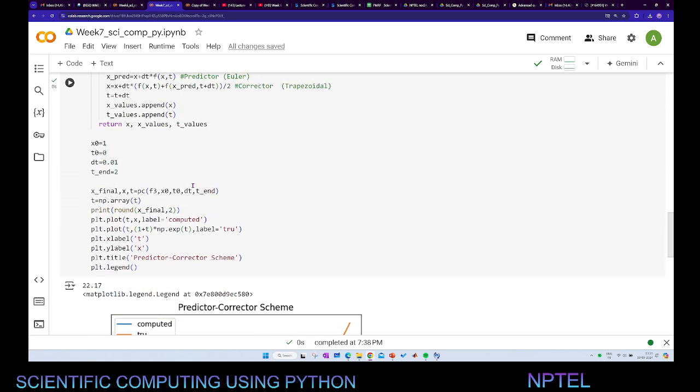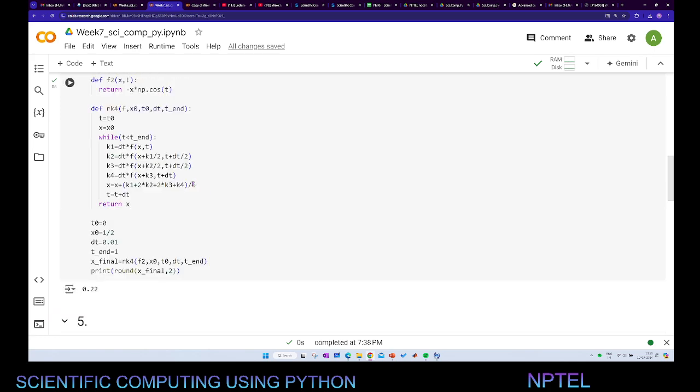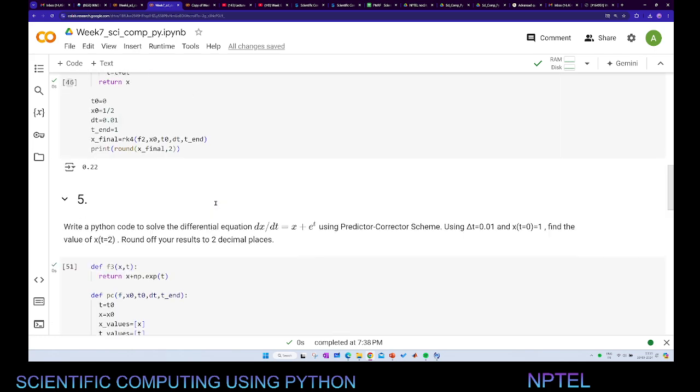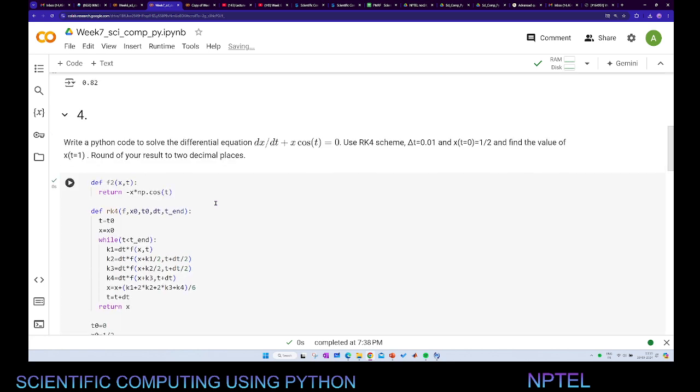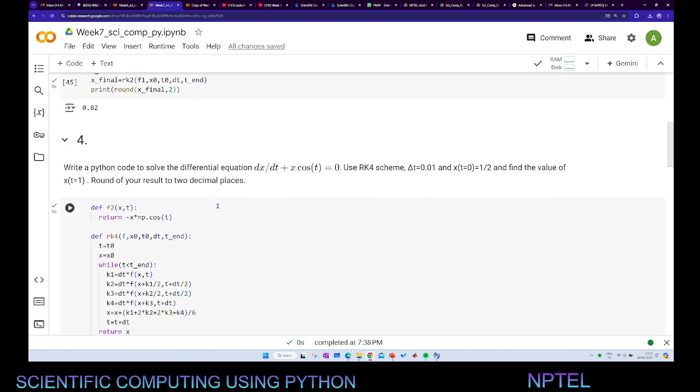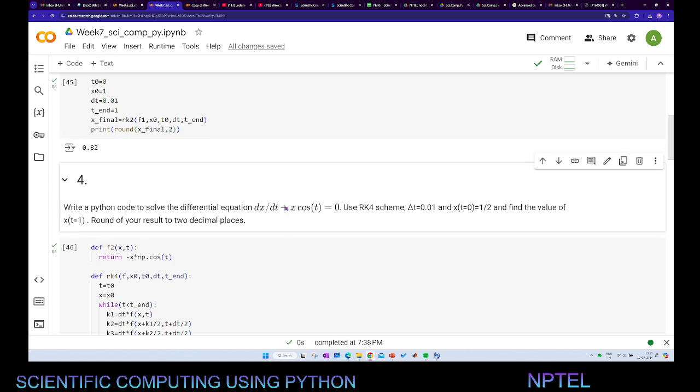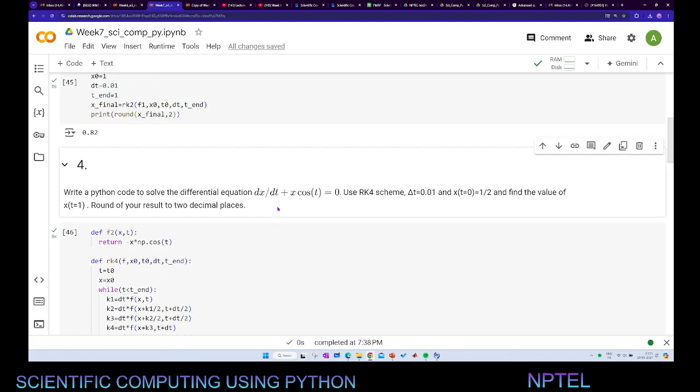Okay, so I'll upload this notebook, and you can try to do the same thing with these two problems. Plot the solution and see how close they are. With RK4 also, you will see that they match very well because it's a fourth order scheme. So the error will be delta t to the power 5, which is 10 to the power minus 10. So very small. Okay. So with that, we end.